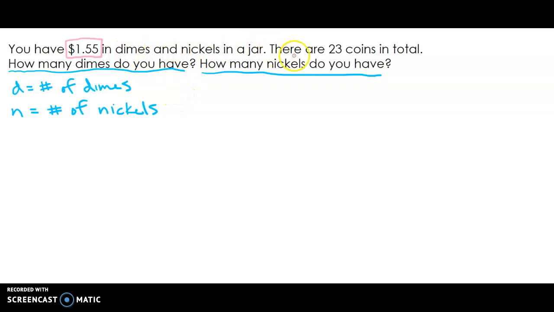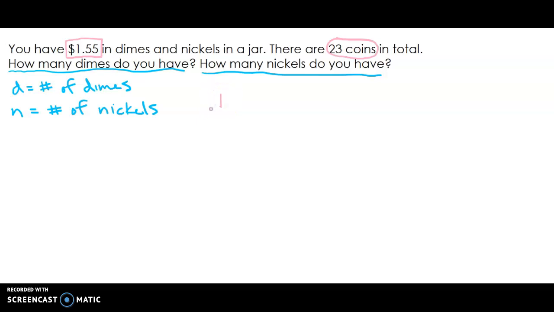I'll continue on. Next sentence, there are 23 coins in total. I'm going to put a circle around this number. Reason being, I recognize that this number is not relating our variables in terms of value or in terms of money, but this number is relating our variables in terms of quantity, or literally in terms of coins. And so I recognize that that's going to help set the context for our second equation. Now that's all the information that's given, so that's what we're going to work with here.